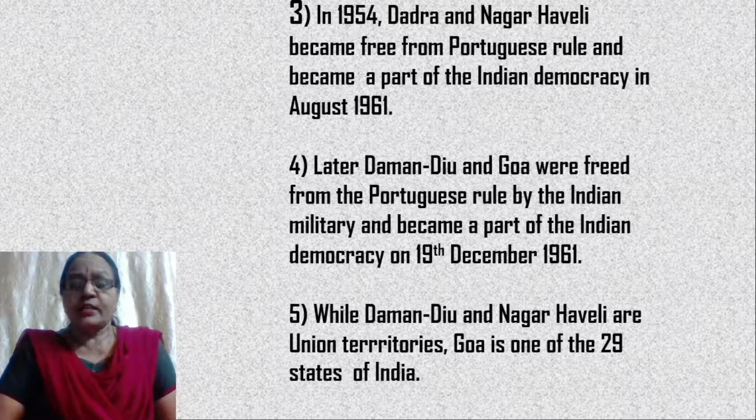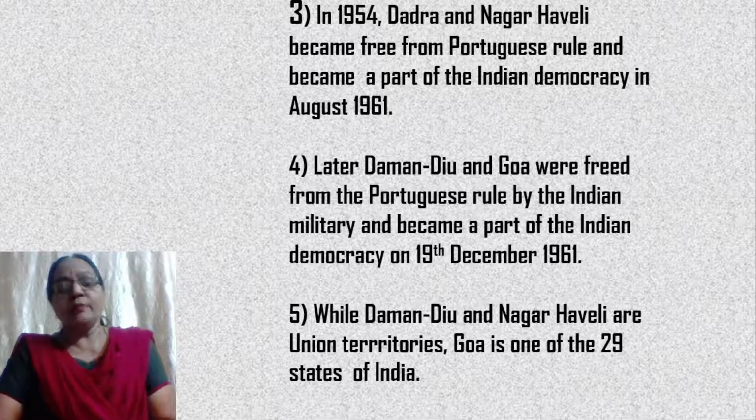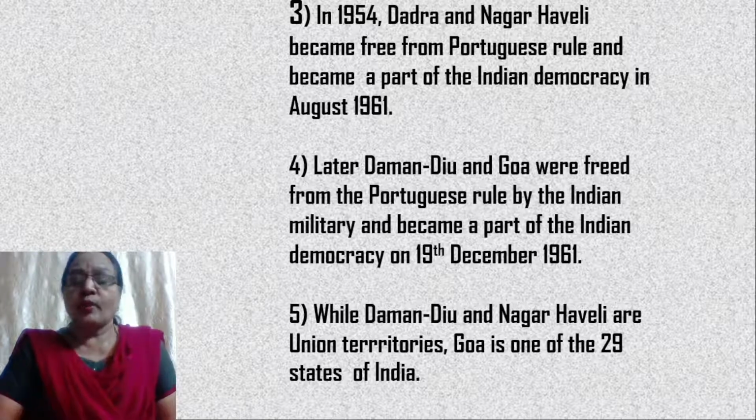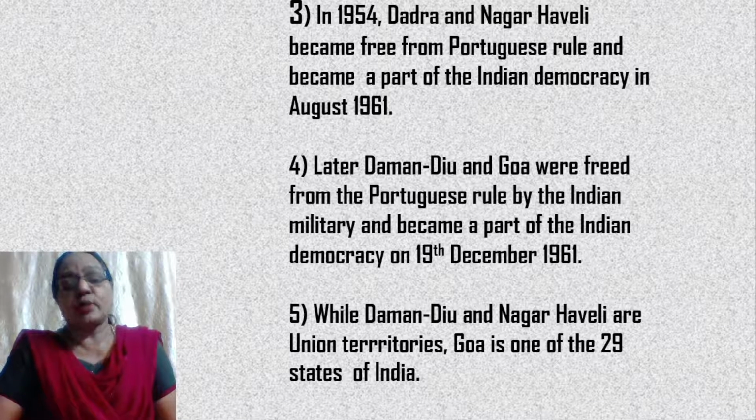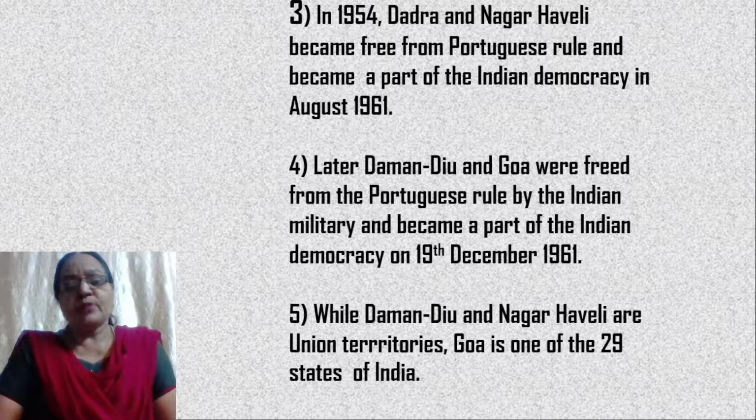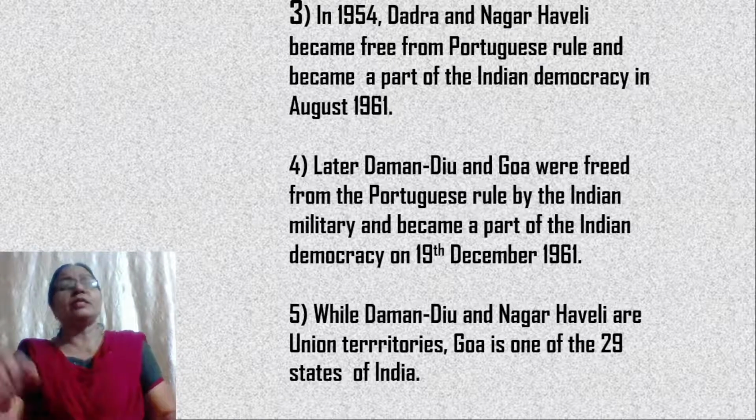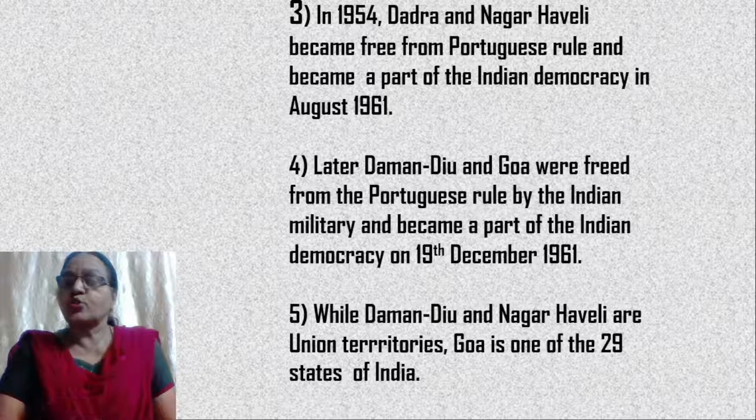Later, we still have Daman and Diu also, children. Daman, Diu and Goa also were there, and they also were freed from Portuguese rule. But here the military had to intervene. The Indian military had to intervene, and finally Daman, Diu and Goa became a part of the Indian democracy on 19 December 1961. While Daman and Diu and Nagar Haveli are union territories, Goa is one of the 29 states of India.